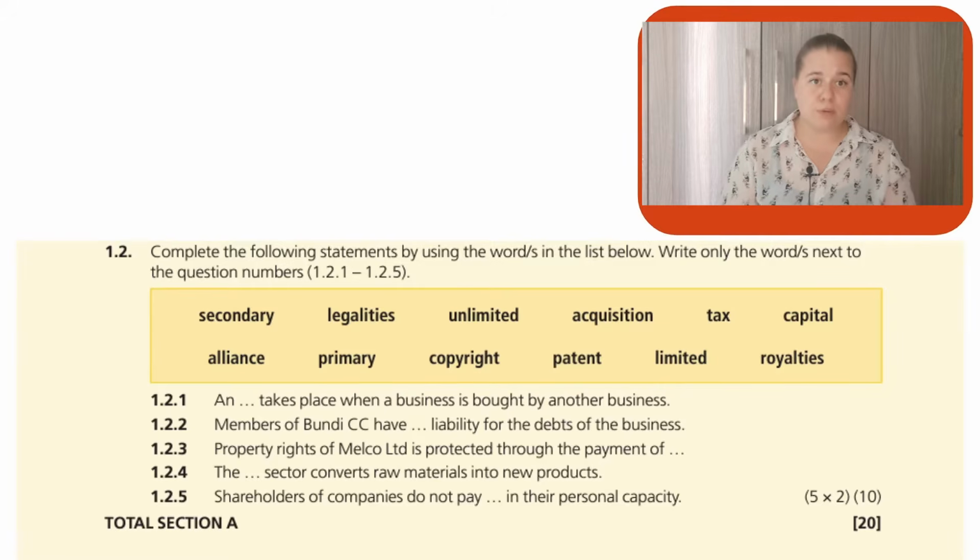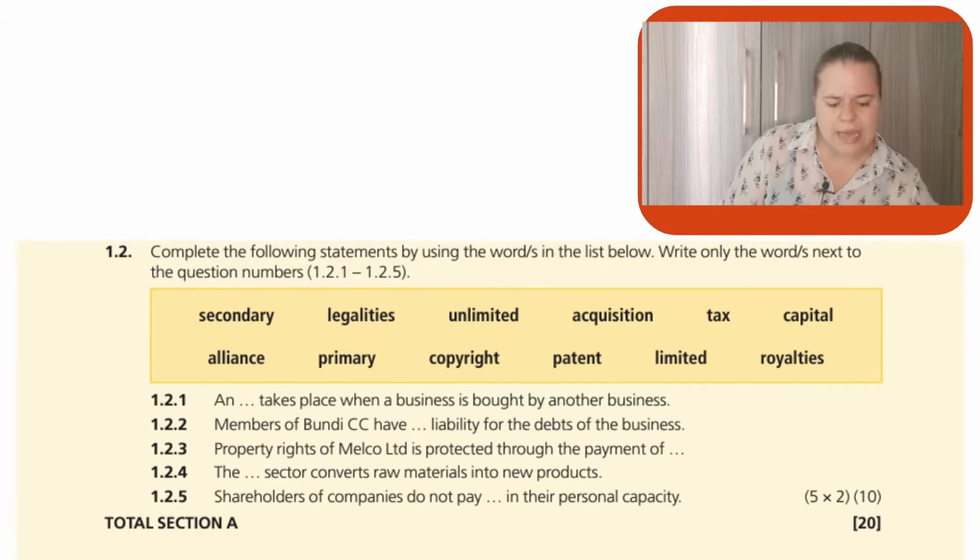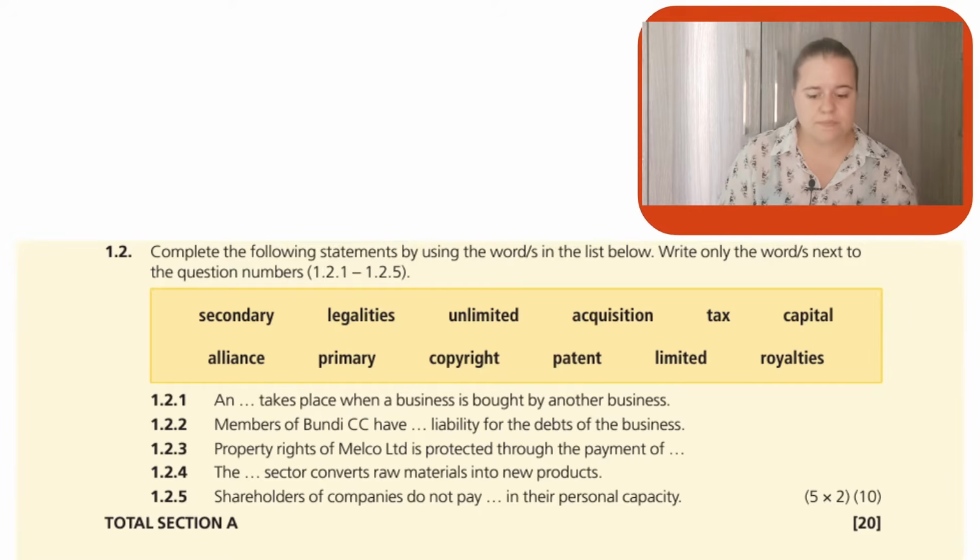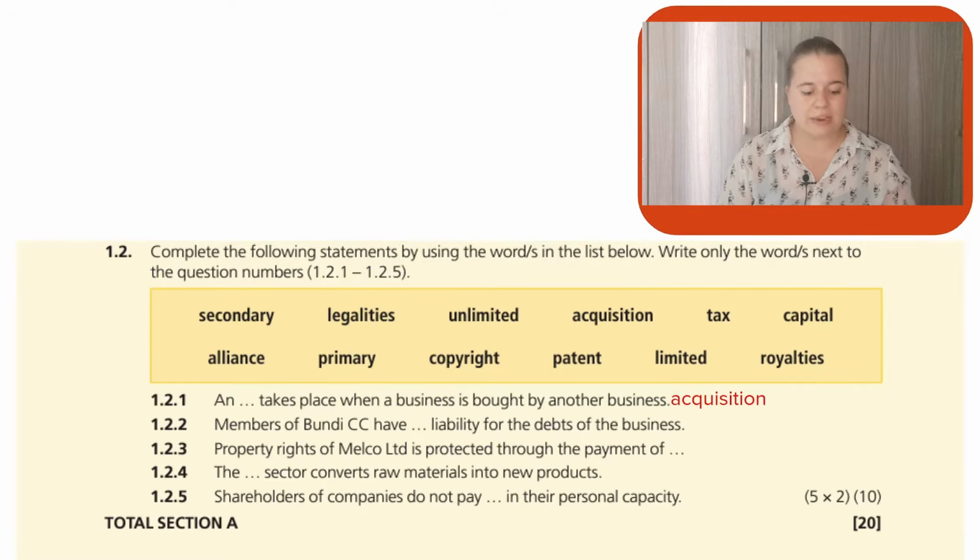All right, then we have 1.2. Still part of section A, so remember it's still compulsory for every learner to do. So we've got a whole bunch of words there, and then we've got our sentences. So it says, complete the following statements by using the words in the list below. Write only the word next to the question number. So, what takes place when a business is bought by another business?